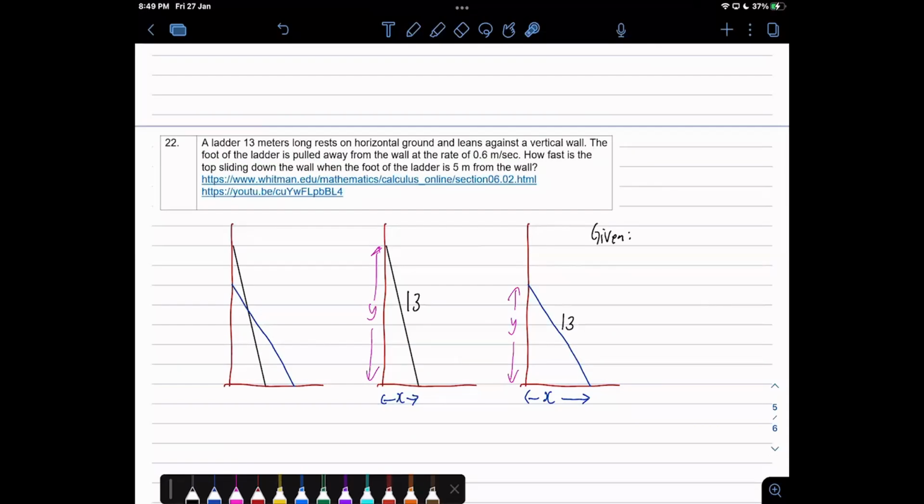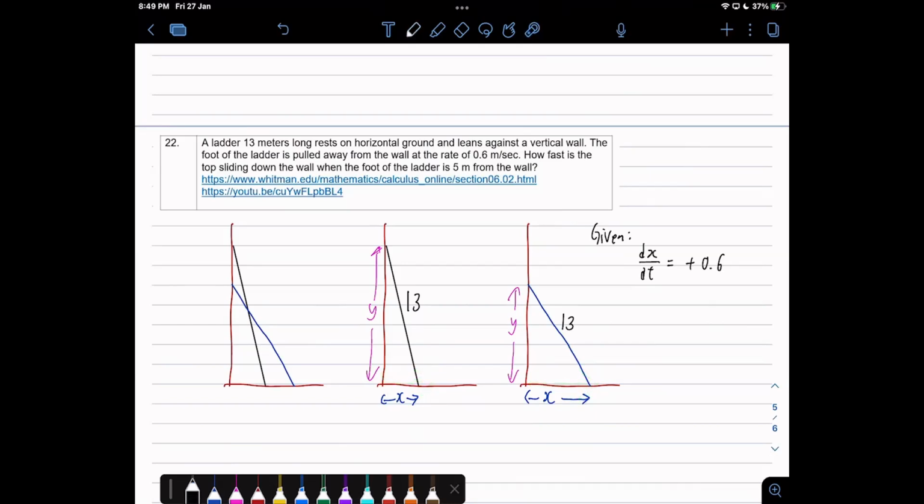Zero 0.6 meter per second. So dx over dt is the foot of the ladder, meaning x. Is it increase or decrease? Away from the wall, so increase. So positive, positive 0.6.